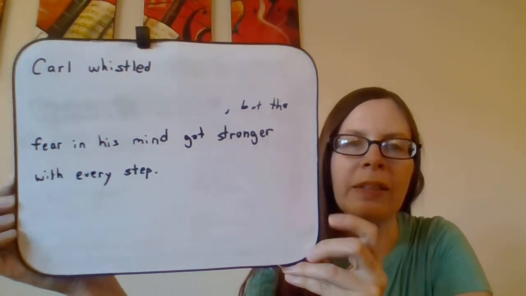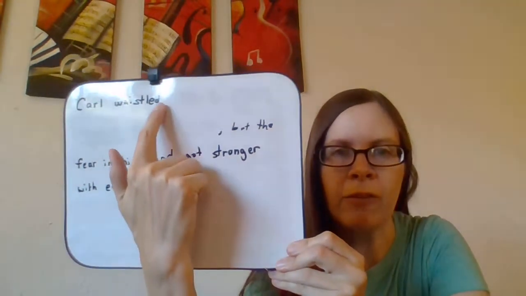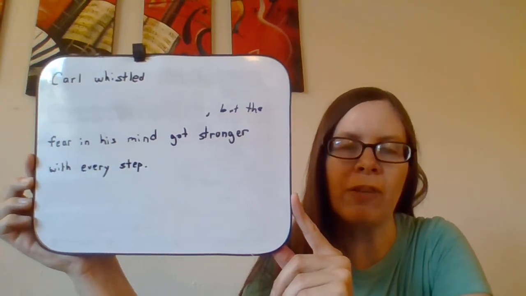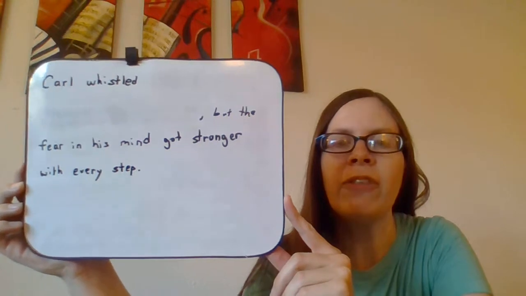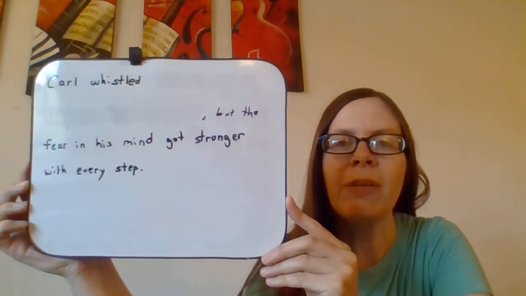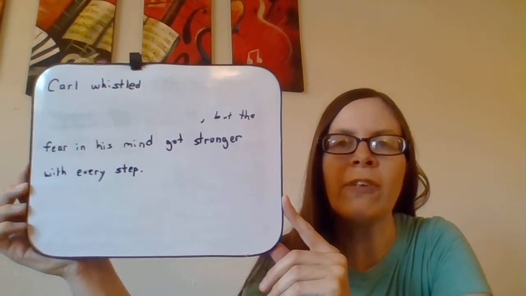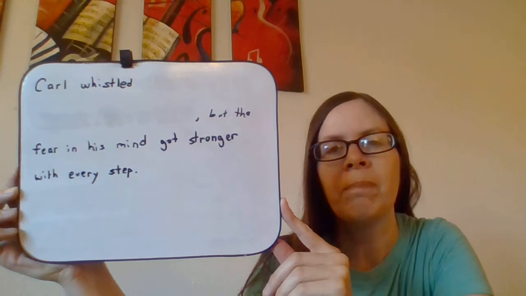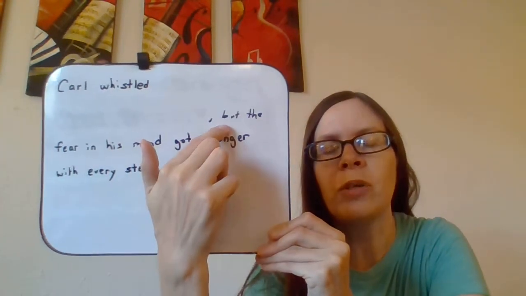We have Carl whistled, and I left the comma in. This comma would go right here after whistled. Carl whistled, but the fear in his mind grew stronger with every step. Okay, so I took out the dependent clause, I left the two independent clauses, and now that we have these two left behind, we can ask ourselves, if it was just these two independent clauses, would they be separated correctly? And the answer is yes, because there is a comma here, and there's a coordinating conjunction.